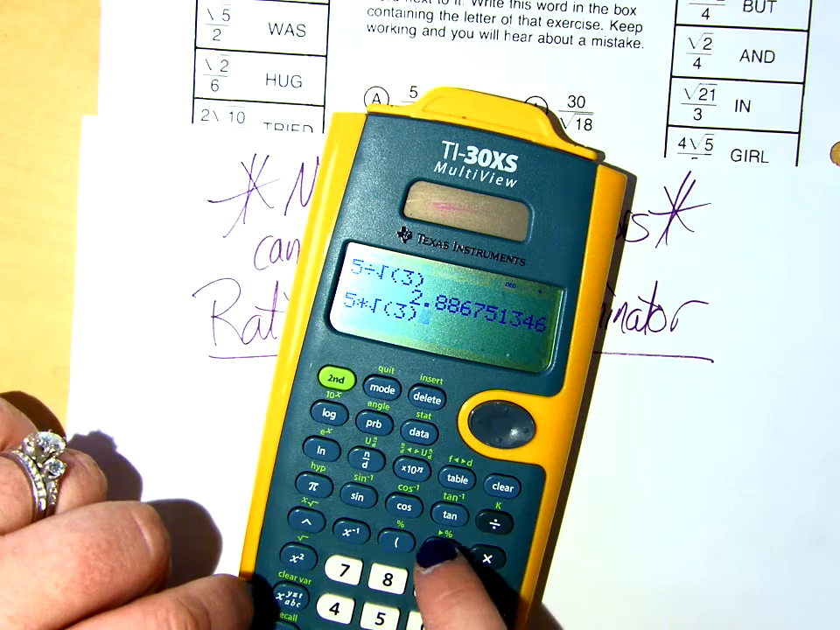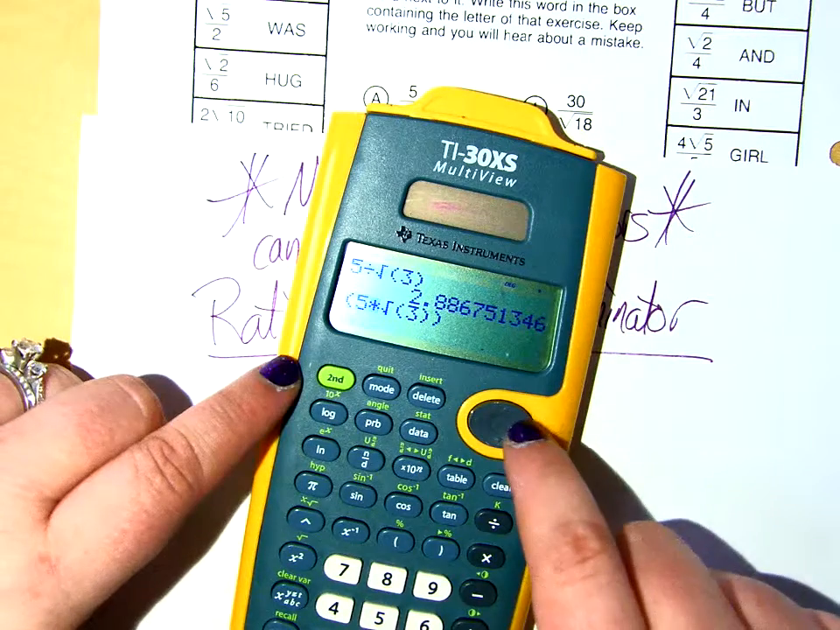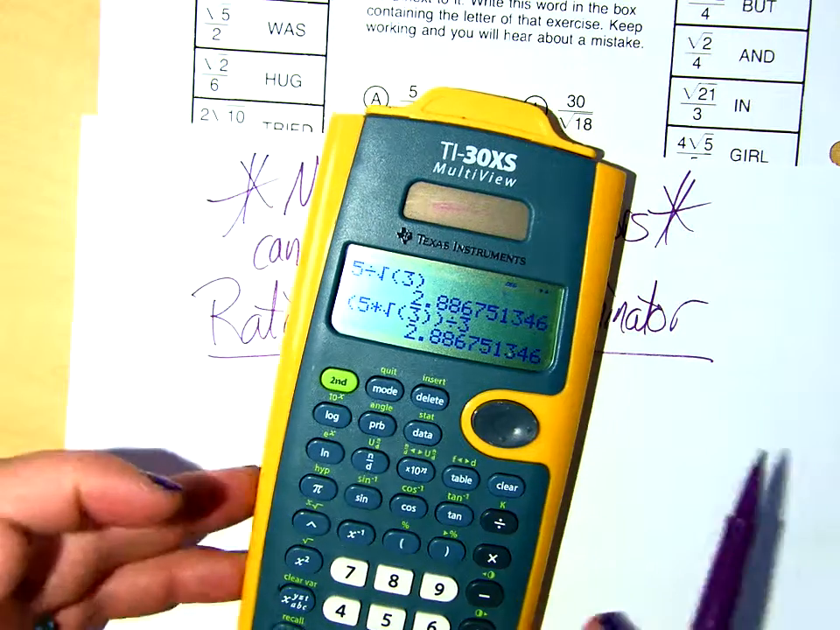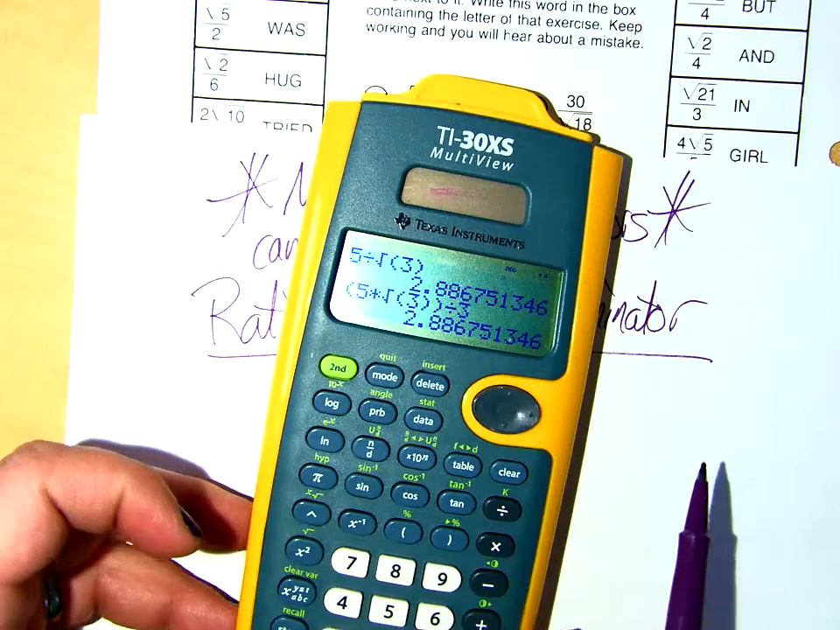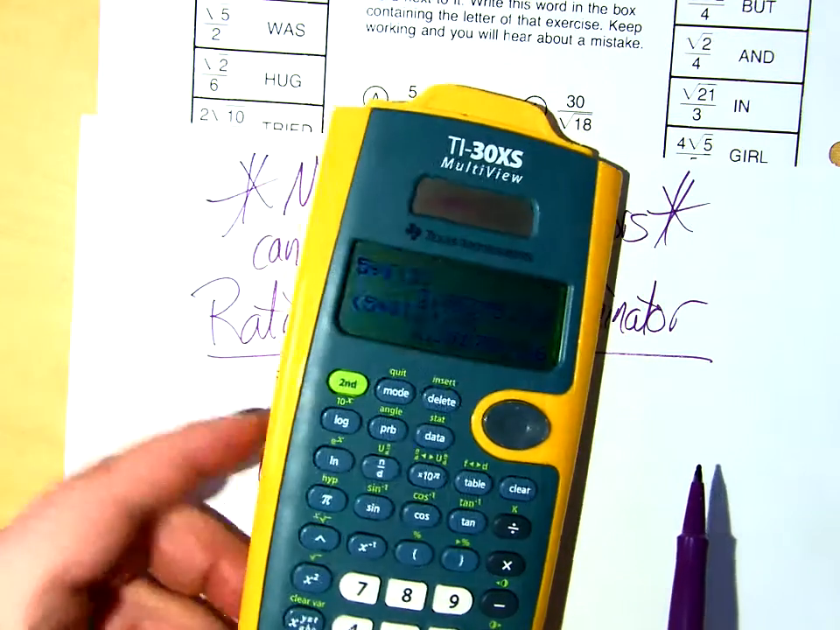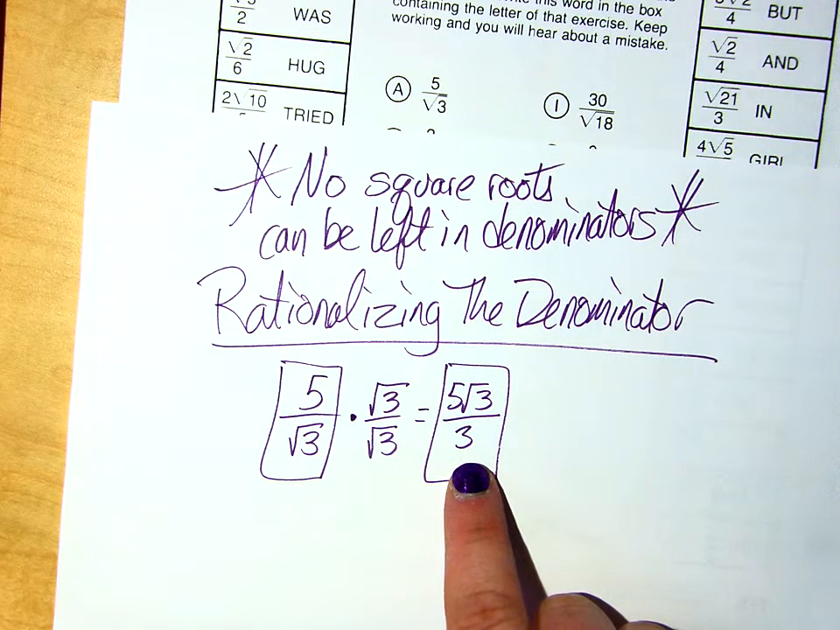Oh wait, I got to put this whole thing in parentheses. So there's 5 times the square root of 3 divided by 3. You see that? It's the same exact decimal. So those two fractions are equivalent to each other. The difference is this one doesn't have a square root in the denominator anymore. And that's what I need.